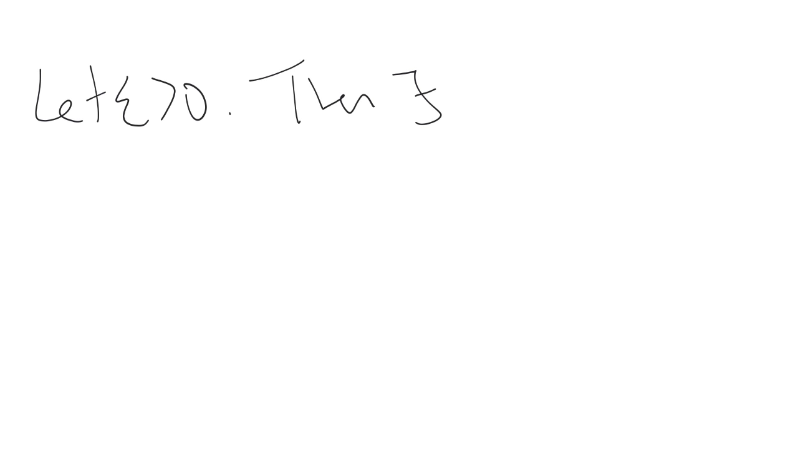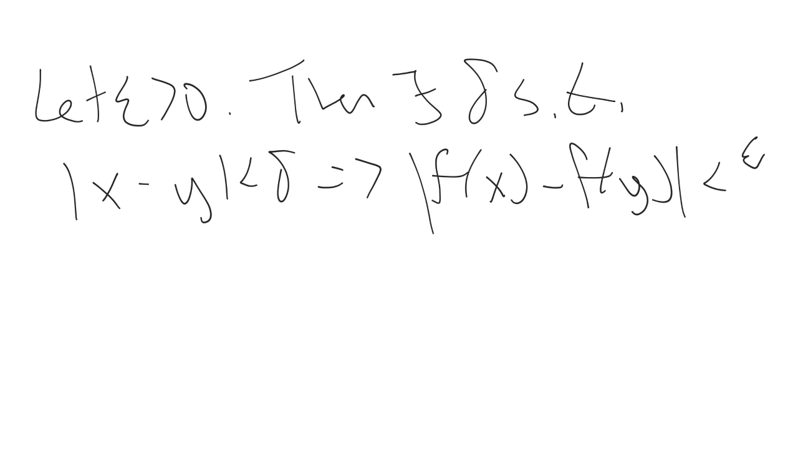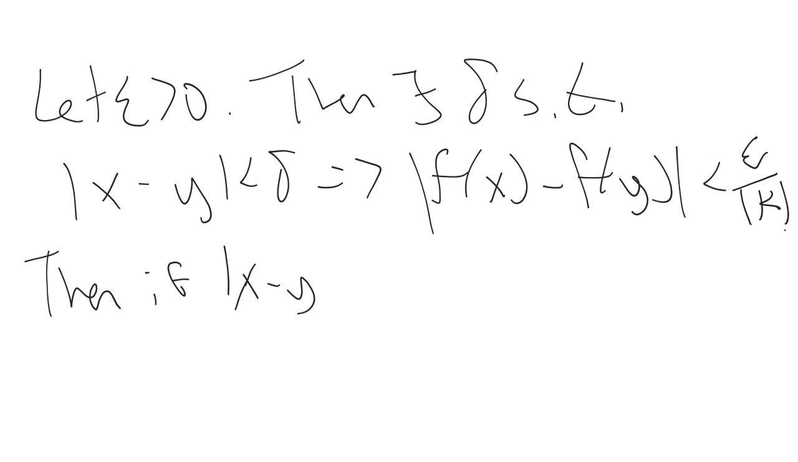Okay, to start from the beginning, we're going to say let epsilon greater than 0 be given, and then there exists delta such that |x minus y| less than delta implies that |f(x) minus f(y)|, because f is uniformly continuous, is less than epsilon over the absolute value of k. k is already defined in the problem. And now we're trying to talk about kf, so let's use the same delta. So that's what we're going to be using.